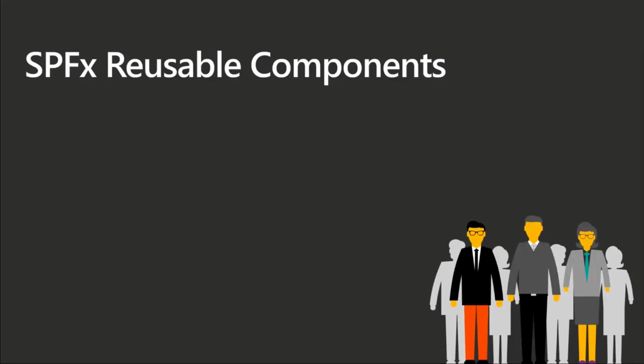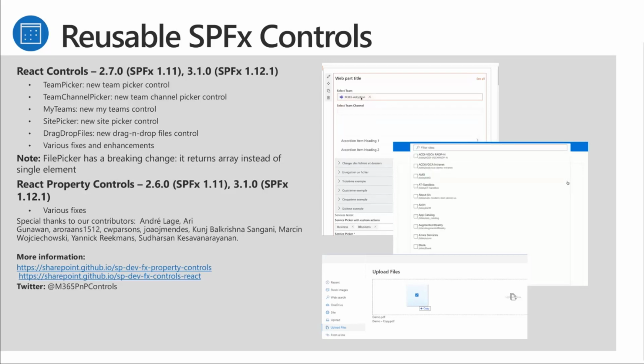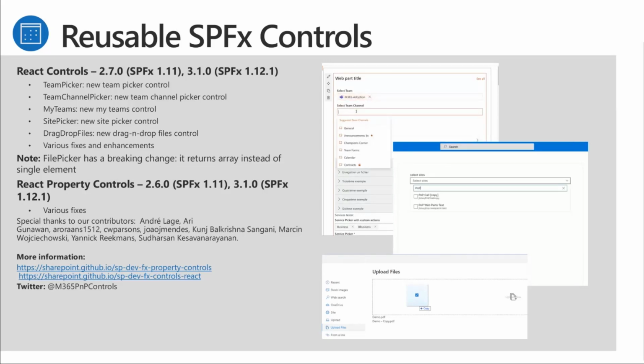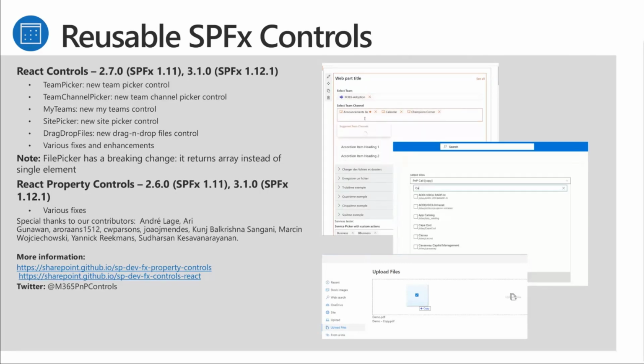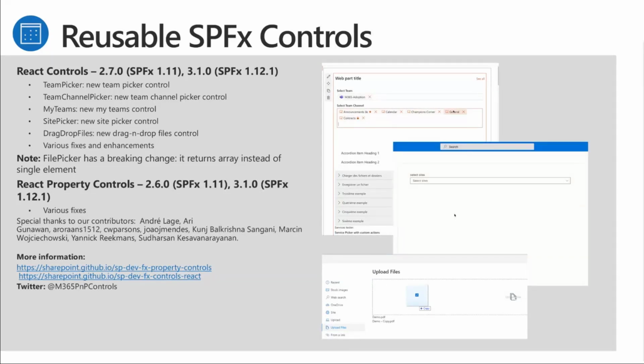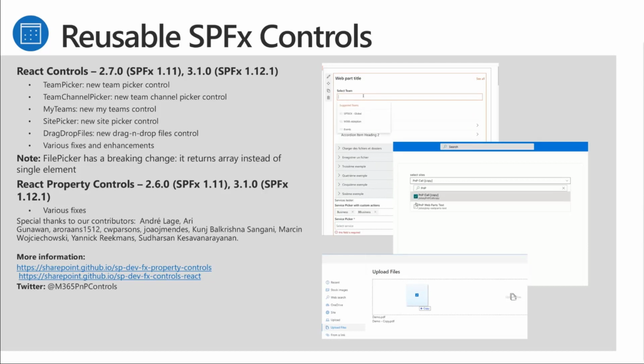Now, on the SPFx reusable components and controls, the latest version is 2.7 for the React controls, which are widely used within the web part content. As an example, by far the most widely used control here is the web part title, which is mimicking what we are using in SharePoint engineering. So making sure that you can actually take advantage of similar kinds of experiences. And there are new controls available in here as well, such as the Teams channel picker, the My Teams, and additional capabilities there as well.